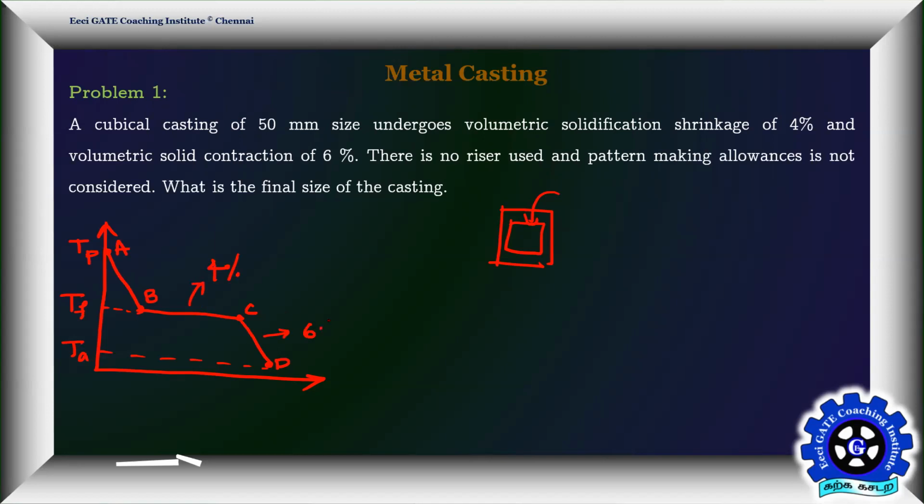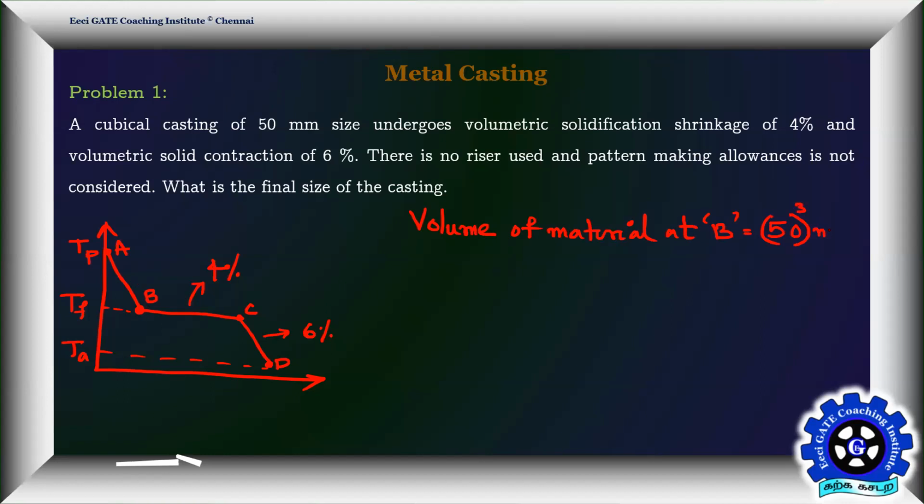Here he says 6% of shrinkage. So let me ask: what is the volume of material at B? Anyone? It depends on whether it is cubical, okay, A cube. Whatever, A cube is fine. So the volume of material at B, how much is this? It is 50 cube, mm cube, right? Yes, sir. So what will be the volume of material at C?